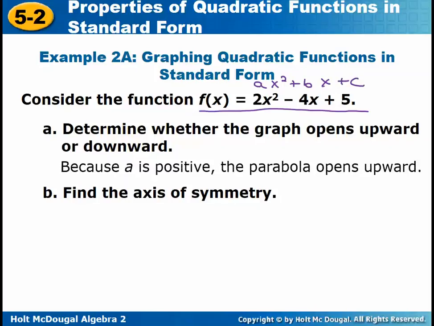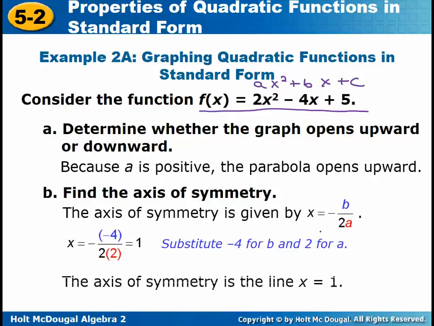Okay, then the axis of symmetry. The axis of symmetry is going to be x equals negative b over 2a. b is negative 4. a is 2. So you just plug those into that little equation and simplify, and you get negative negative 4 over 4, which is negative negative 1, which is 1. So the axis of symmetry is x equals 1.